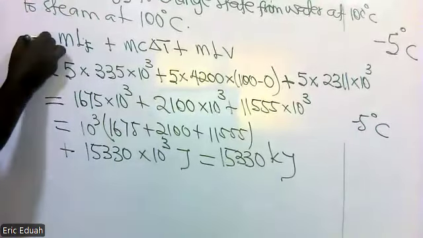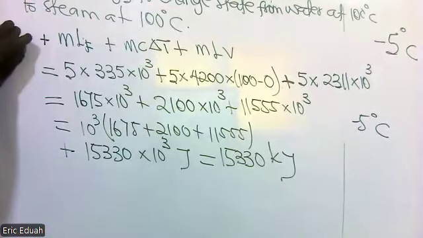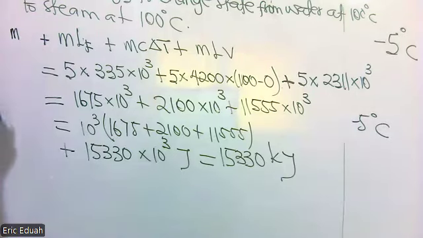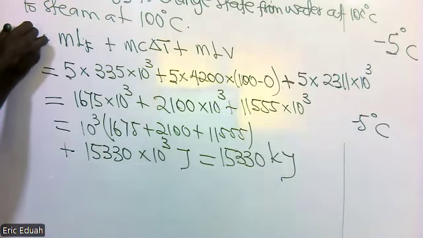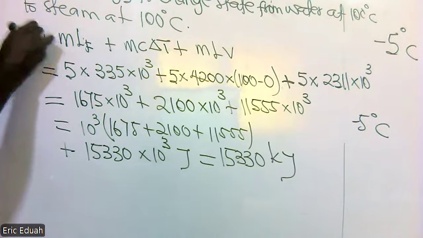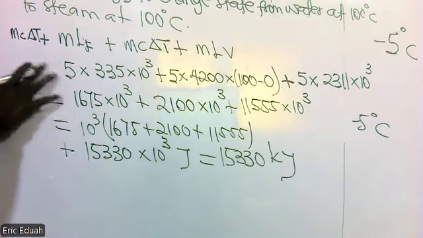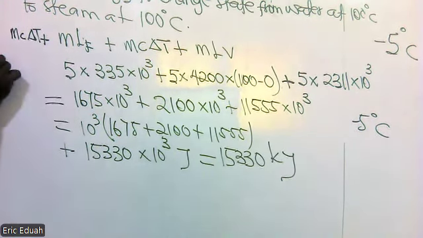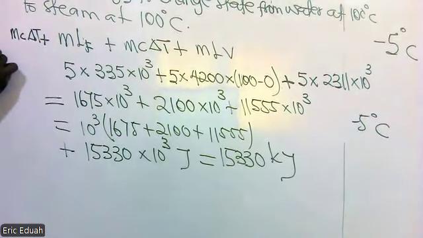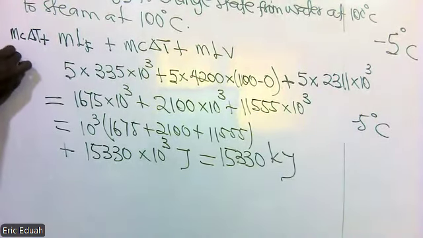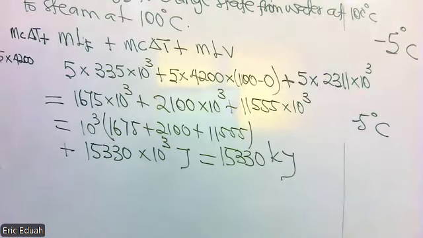So the only difference is plus mcΔT, and this side will be equal to the mass, 5 kilograms, times 4,200.